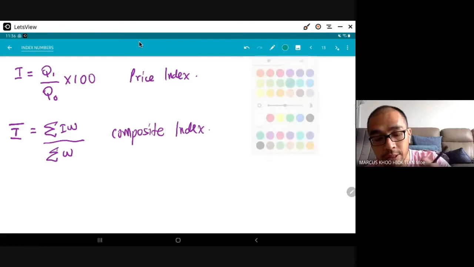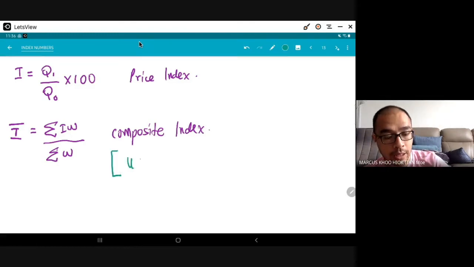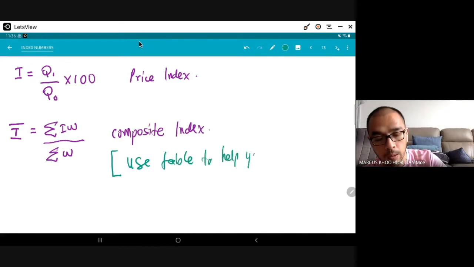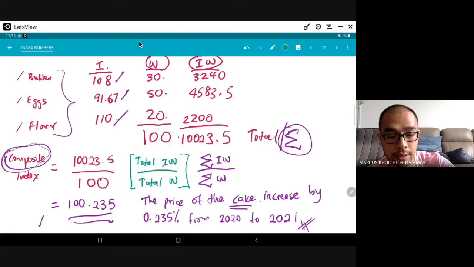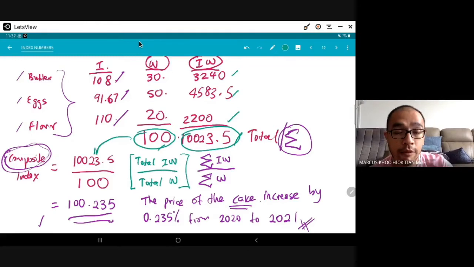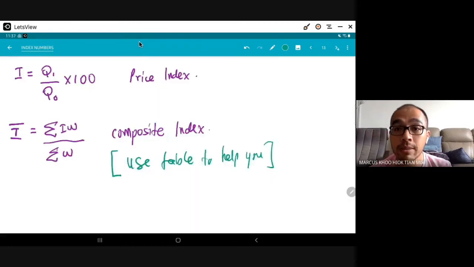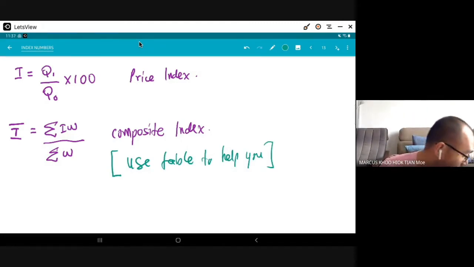I would suggest when you calculate composite index, use a table to help you, like the one that we did over here. You multiply the I times W, then you total the IW, and then you total this one. Then you just take these two numbers and put them inside the formula. Actually it's very easy. You just have to get used to all these weird looking symbols. But as long as you know how the formula functions, it's quite simple.